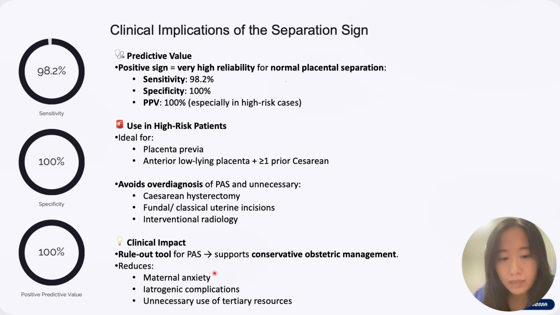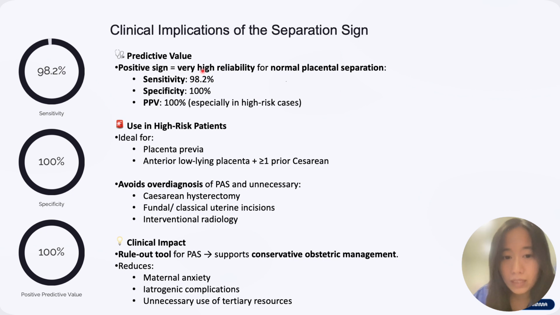So if it is a positive sign, we're quite sure that the placenta will separate after delivery, so it's unlikely to be PAS. So we will have a more conservative approach in our obstetric management, and it will reduce maternal anxiety and iatrogenic complications. Like sometimes we might plan to remove the uterus at the same time as the cesarean section. Sometimes we might go into the uterus with a classical or fundal incision to get more space. Sometimes we involve interventional radiology. All of these can be avoided by reducing the overdiagnosis of PAS, by ruling out PAS, and unnecessary use of resources will be reduced. So that is a good thing about the separation sign.